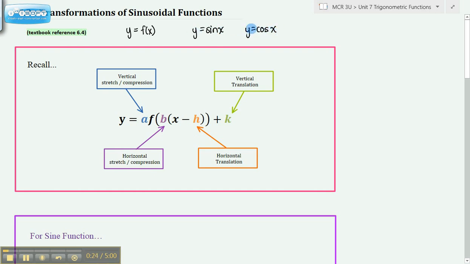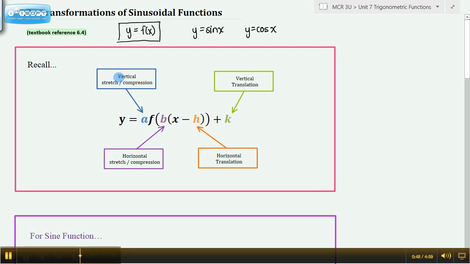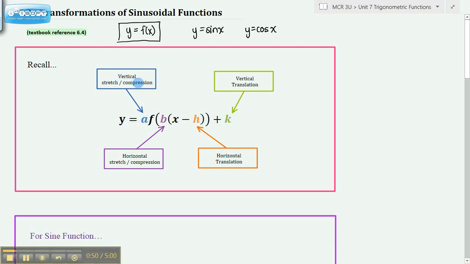So before we start trying to transform these two functions, let's first remember what it's like to transform the general function, y equals f of x. So here is the general form of a transformed function, f of x. So f of x has been transformed by four different types of transformations. The first one is when we have a value in front of the function, a value that we'll call a, and that tells me that there's a vertical stretch or compression by the factor of a.